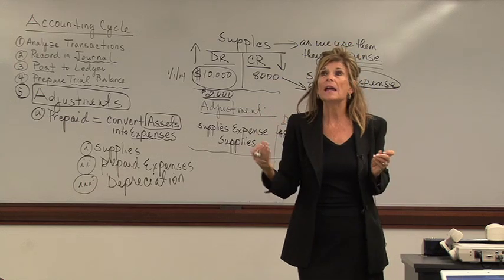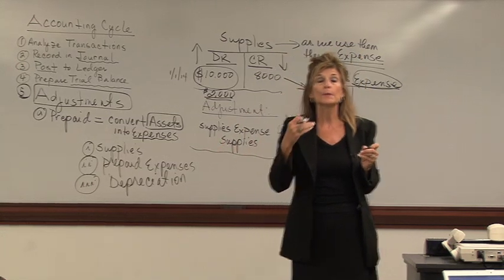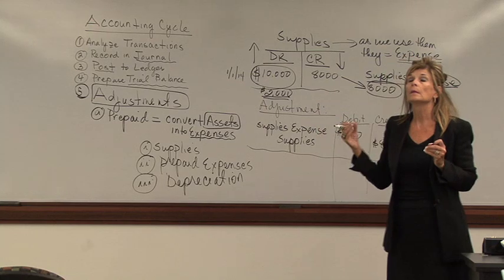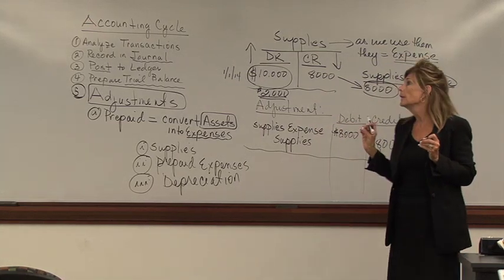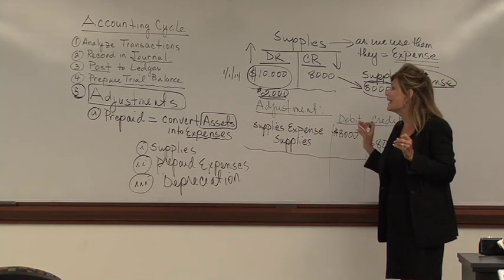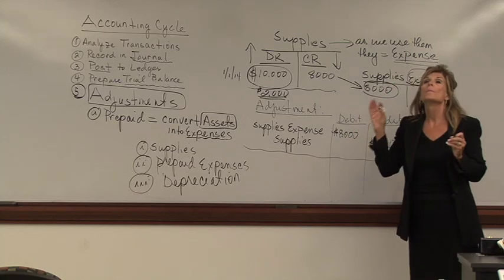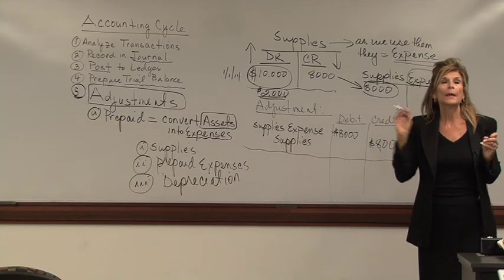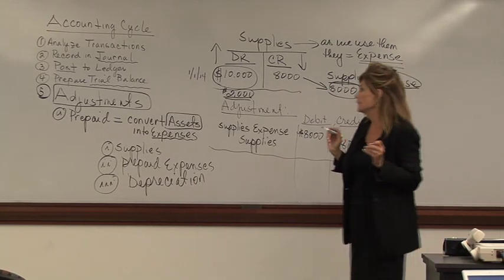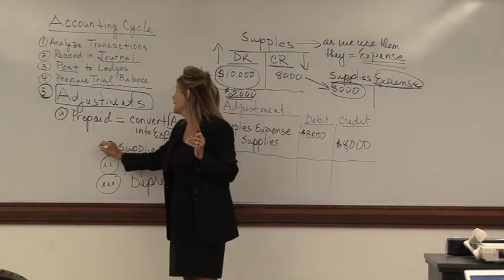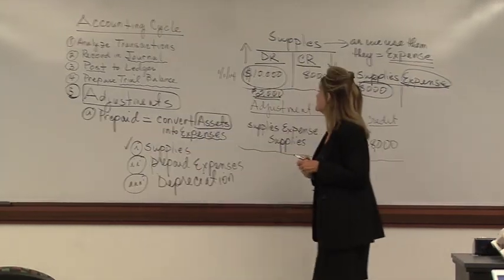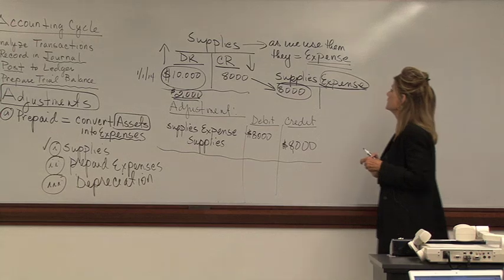So companies every quarter, some companies do it every month, will adjust accounts because you want to make sure all the balances are accurate before you prepare your financial statements. So that's the first type of prepaid. Next, we're going to go to prepaid expenses.